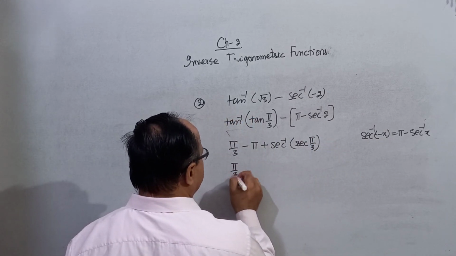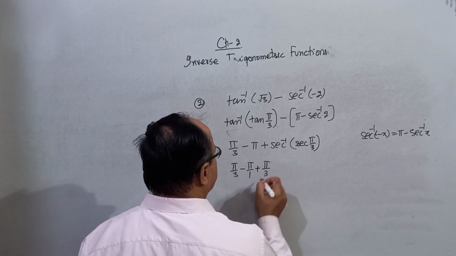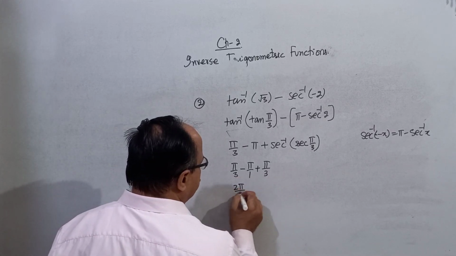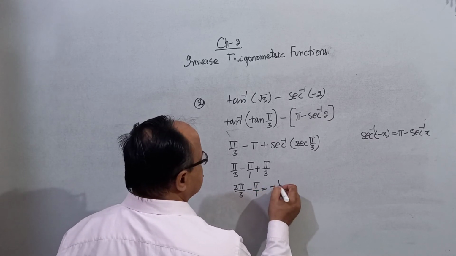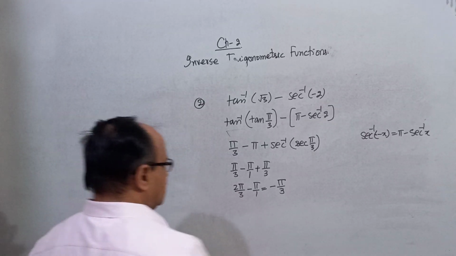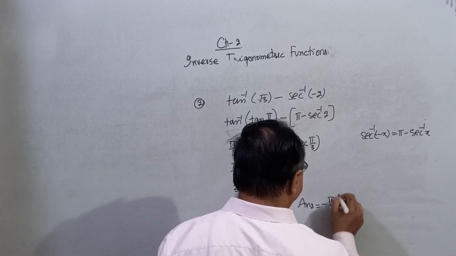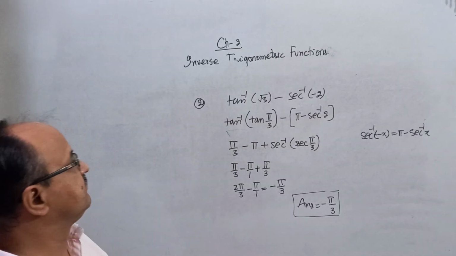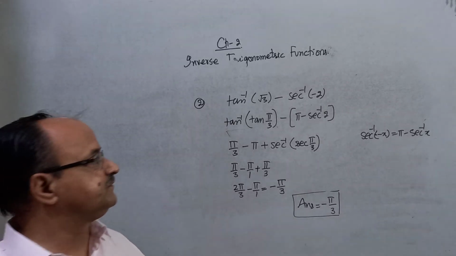So pi by 3 minus pi plus pi by 3. So pi by 3 plus pi by 3, that is 2 pi by 3, minus pi. When you simplify, the answer is minus pi by 3. Therefore you can say the answer of this question is minus pi by 3. This is the solution of question number 2.